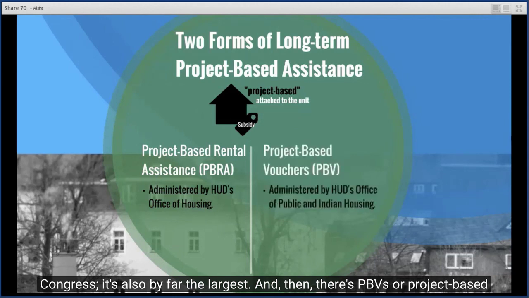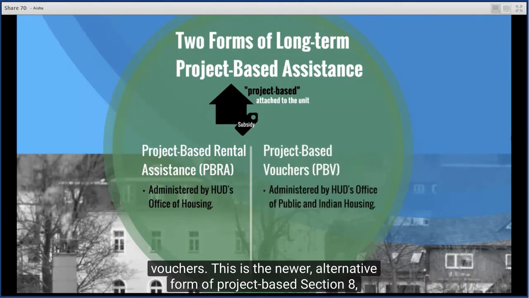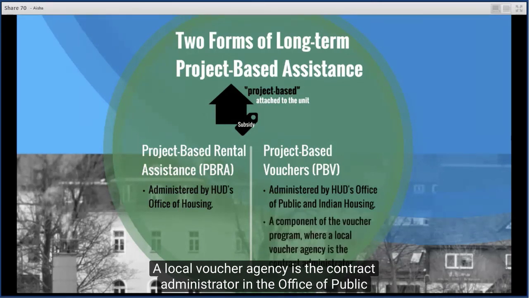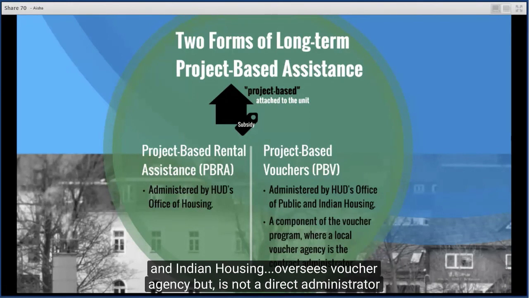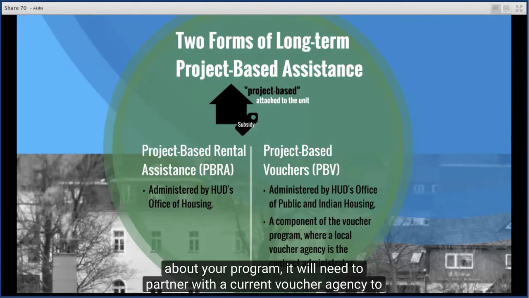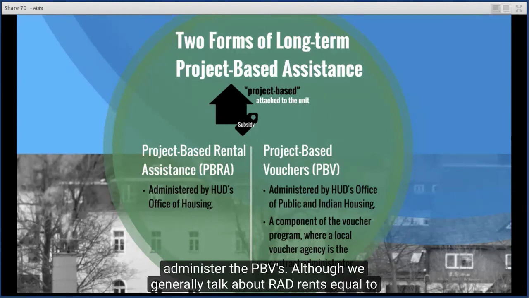And then there's PBVs, or Project-Based Vouchers. This is the newer alternative form of project-based Section 8 authorized by Congress in 1998. It's a component of the voucher program. Here, a local voucher agency is the contract administrator, and the Office of Public and Indian Housing oversees the voucher agency, but is not a direct administrator of the PBV contract. Additionally, if a PHA does not operate a voucher program, it will need to partner with a current voucher agency to administer the PBVs.